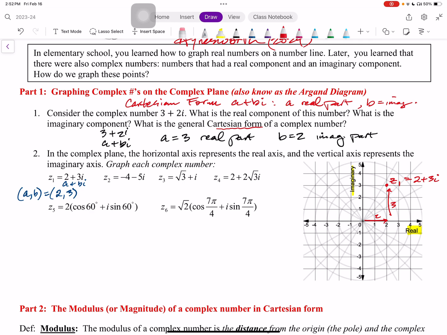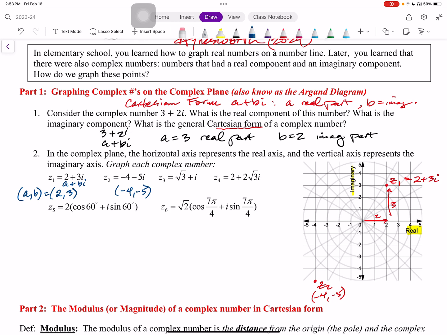z2, our second complex number, can be interpreted as -4 comma -5 as an ordered pair, which means you go left 4, down 5. That's approximately right here, and there's z2, -4 comma -5 as an ordered pair. So you just take a look at the components of the complex number, write them as an ordered pair, and plot them as normal. It's actually not that difficult.